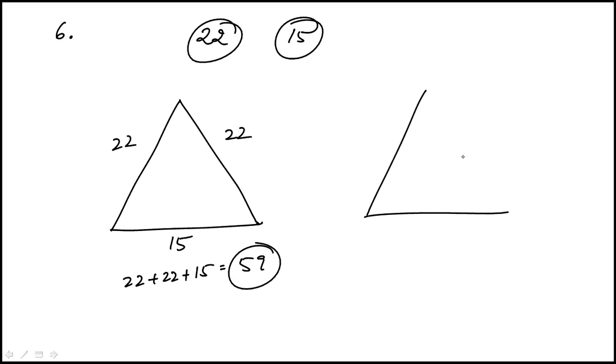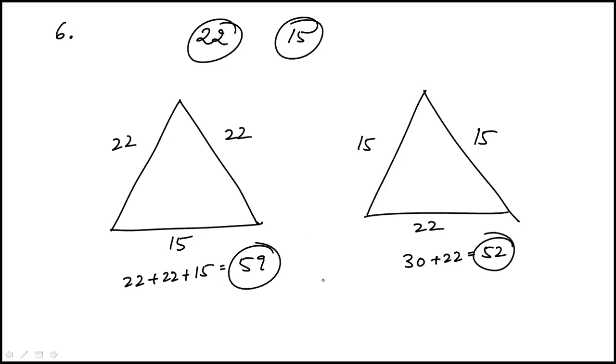Or we could have the other two sides be 15 and 15, and this is 22. So in this case, it's 30 plus 22, which is 52. So those are the two possible values. Here, I do have to confirm that these triangles are possible. It's entirely possible in a different problem that only one triangle is possible.